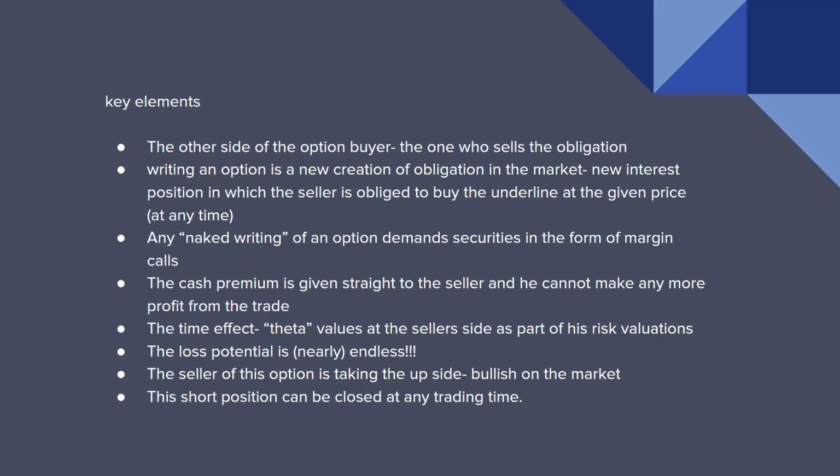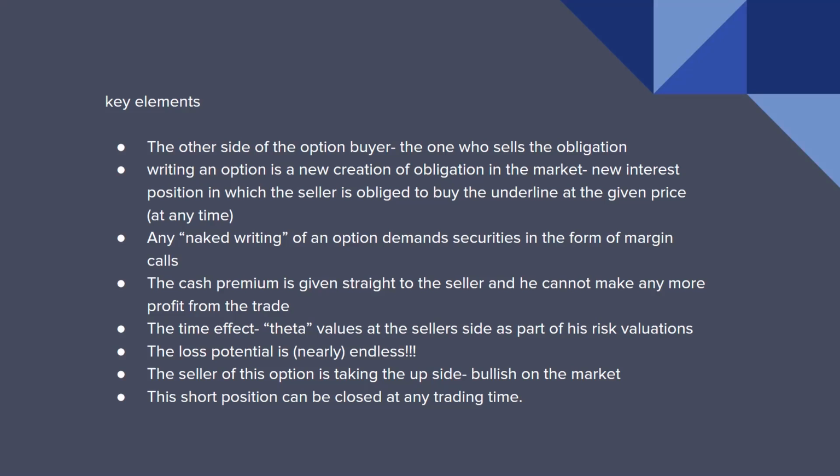Any naked writing of an option demands securities in the form of margin. Be aware that there is some sort of payment for this in the form of securities. That means that your broker is going to take some amount of money and put it aside, for the sake of the bank. He won't be happy to pay for your losses, so that's why you need to put some securities inside.